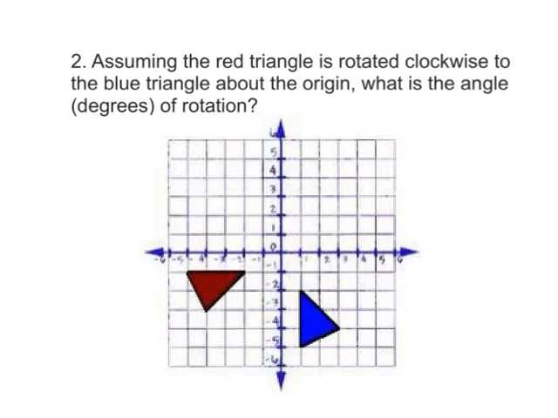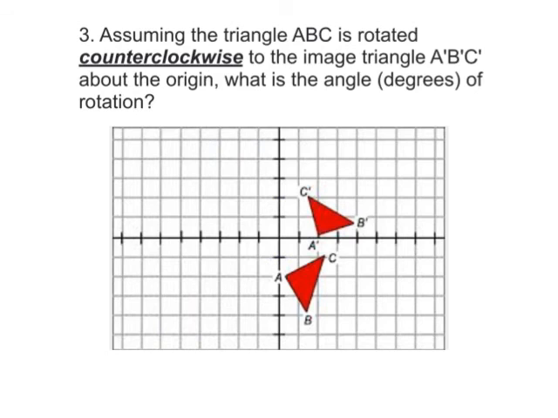Number 2, assuming the red triangle here is rotated clockwise, same direction as before, to the blue triangle about the origin, what is the angle or the degrees of rotation? And number 3, assuming the triangle ABC, which is this one over here, is rotated counterclockwise, and counterclockwise is now going this way, to the image triangle A prime, B prime, C prime. Remember, that's how we name the image. About the origin, what is the angle or the degrees of rotation?